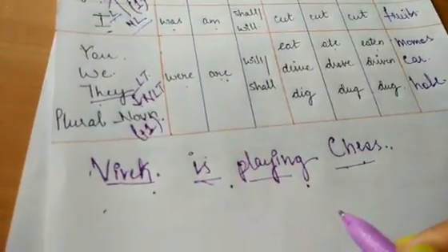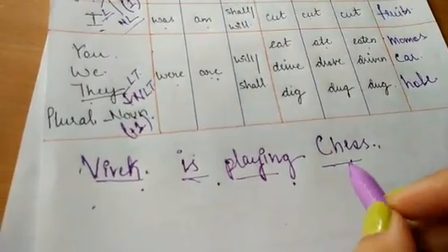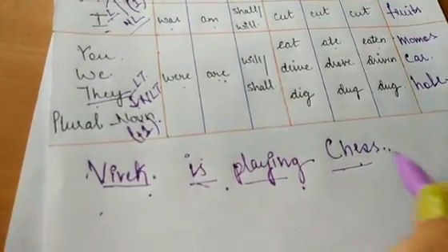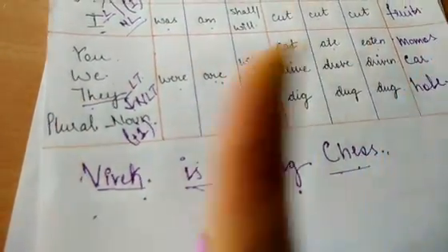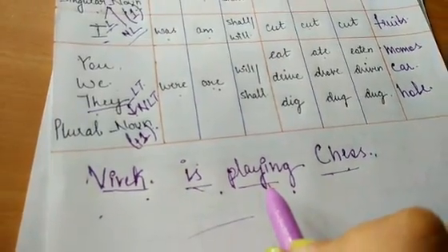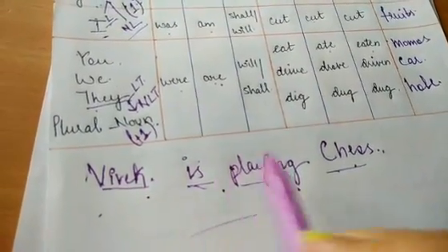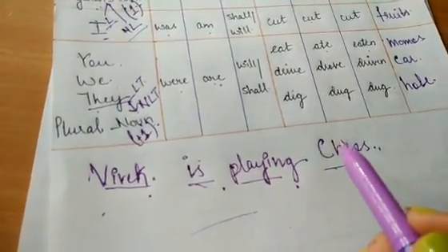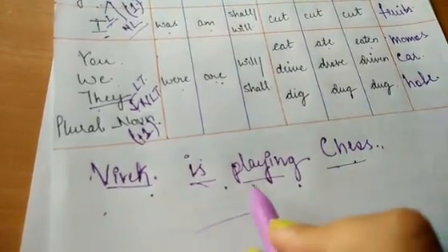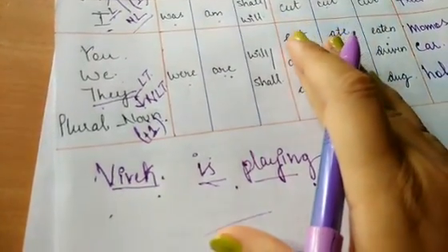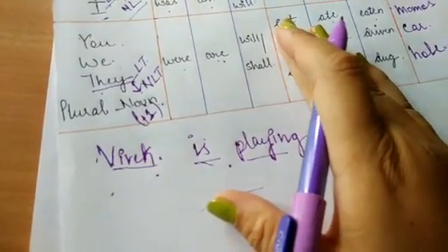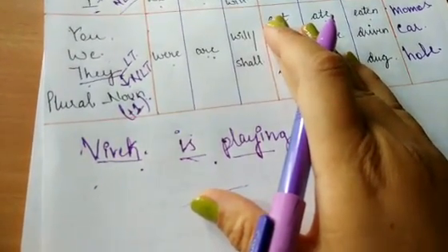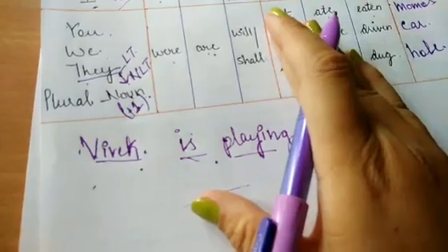Now as I said, this is an elementary form of sentence, but a sentence does not necessarily require all the four things. A sentence is possible without an object also. As I can say Vivek is playing. If I'm not defining what he is playing, I can simply say Vivek is playing.